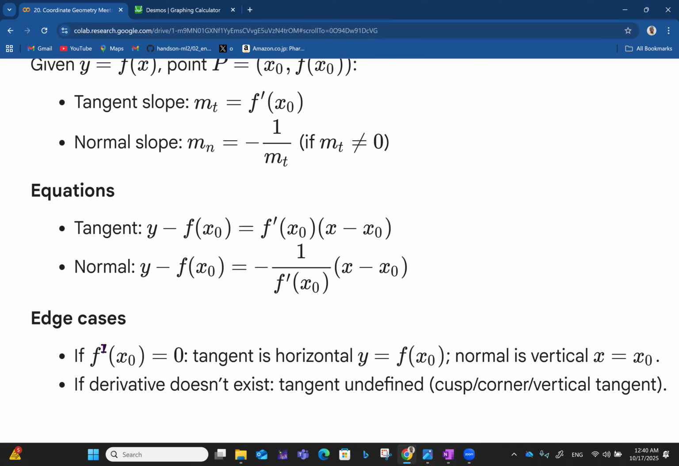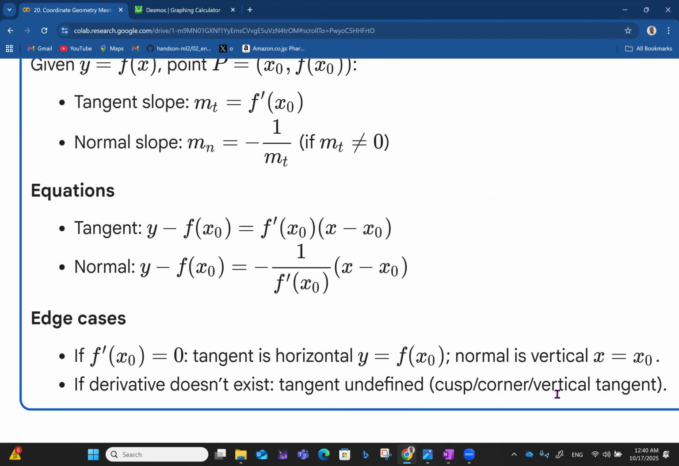You can have edge cases. If f prime of x naught is equal to 0, that is, the derivative is 0, the tangent will be horizontal, so y is equal to f of x naught. And the normal is vertical, where x is equal to x naught, because the slope is undefined. If the derivative doesn't exist, the tangent is undefined, and we have a cusp, a corner, or a vertical tangent.